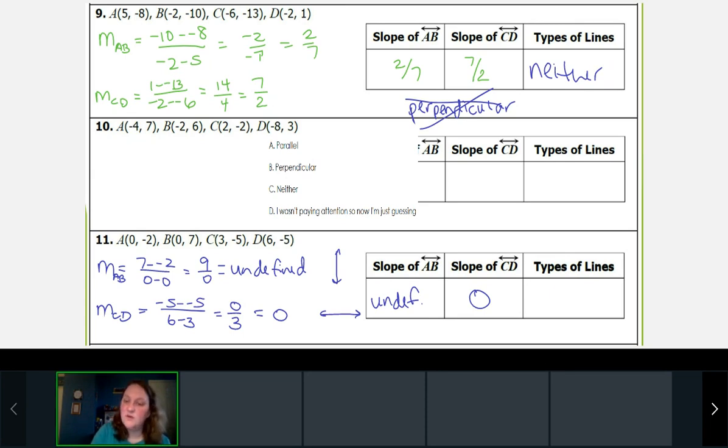So a vertical and a horizontal line, are those parallel, perpendicular, or neither? Well, they're going to be perpendicular. A horizontal line and a vertical line will always be perpendicular to one another. You can think of those as the axes on your graph. The x-axis is horizontal, the y-axis is vertical, and they will always be perpendicular to one another.